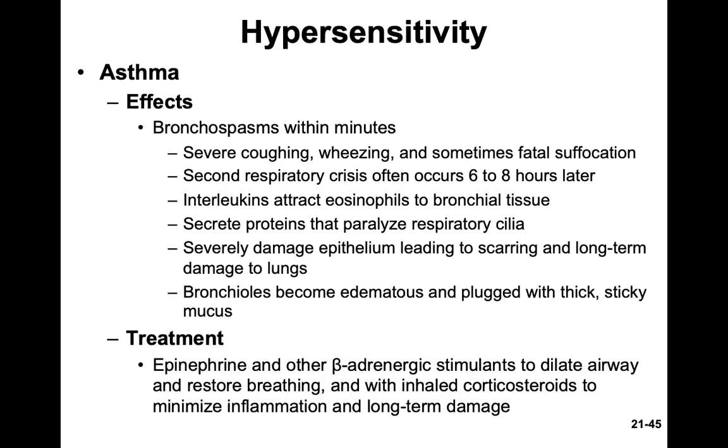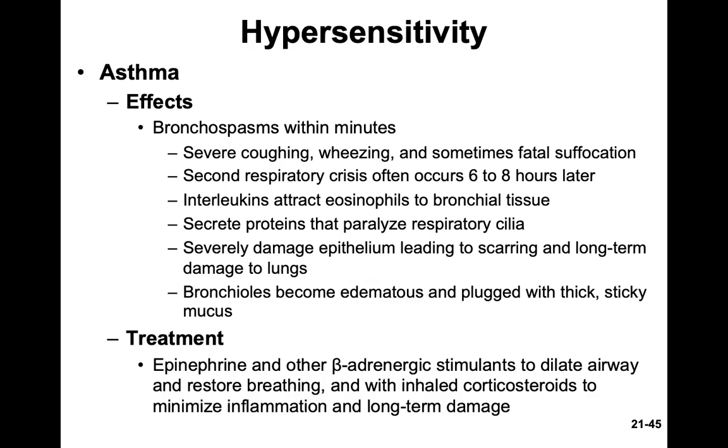Those will secrete proteins that will paralyze respiratory cilia. So cilia are like the finger-like projections that come off the ends of cells. And if you go back to the very first lesson that you learned in anatomy, when we talked about different types of tissues, you remember there were cells that had these little hair-like projections from them. The hair-like projections will help to move mucus out of the body. It helps to move things along the tract, whether you're in the respiratory tract or in the digestive tract. That's what cilia does.